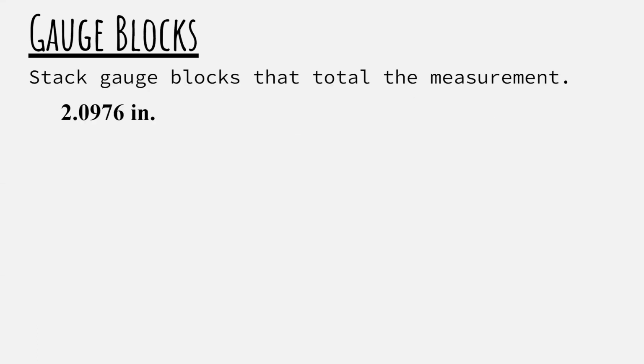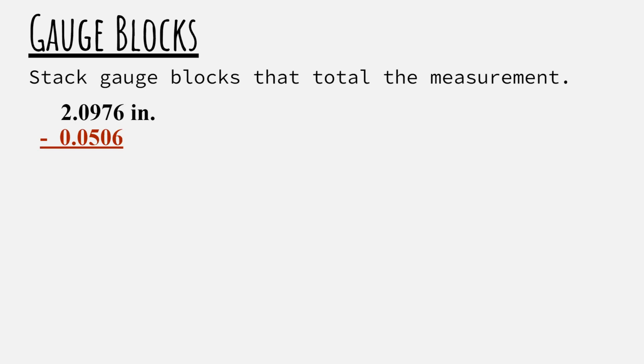So our measurement, we've got 2.0976 inches. And we're going to stack our gauge blocks so that they total that particular measurement. So what you're going to start by looking at is this end number here. We have got a 6 in our 10,000ths place. So you're going to be looking at your list of gauge blocks to find one of the measurements that also has a 6 in the 10,000ths place. So the gauge block that matches up is 0.0506. We're going to be subtracting that value off and figure out what our remaining balance is.